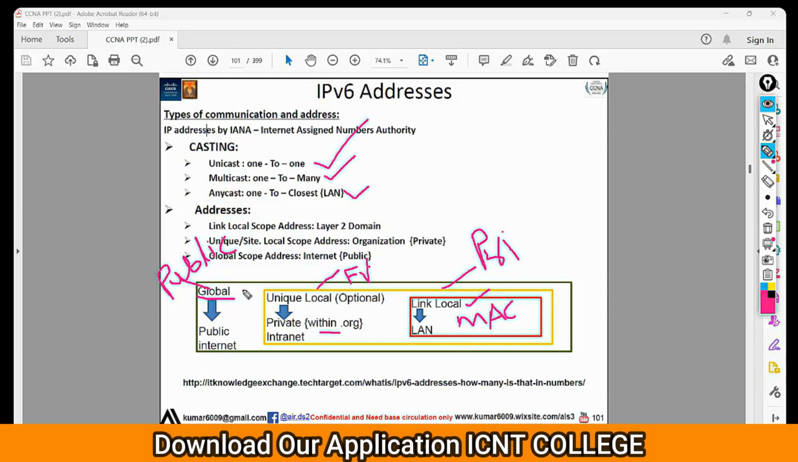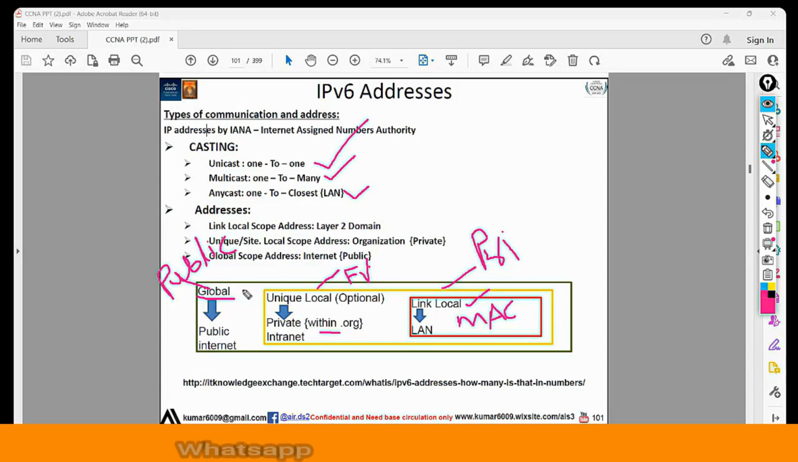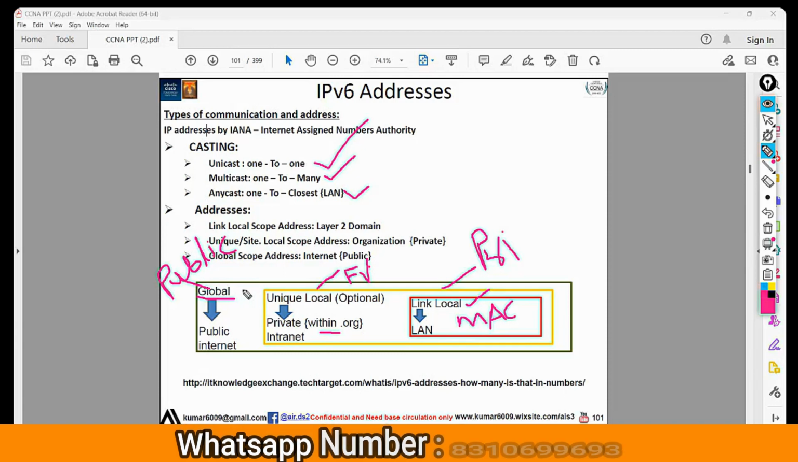So again, I'll repeat. IPv6 has only unicast, multicast, and anycast, and no broadcast. IPv6 has 3 addresses: link local, unique local, and global scope. Unique local is optional. If you want, you can use it; you don't need to. It is not mandatory, but the other two are mandatory.